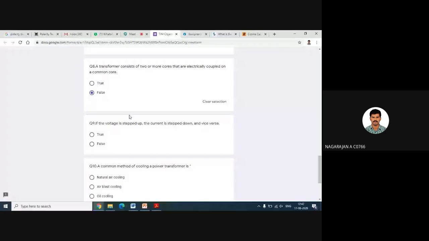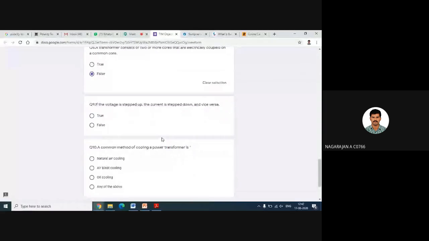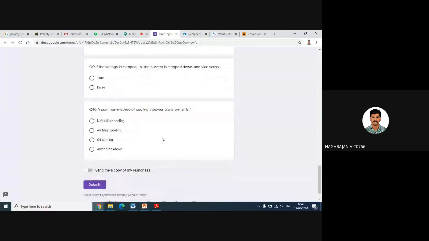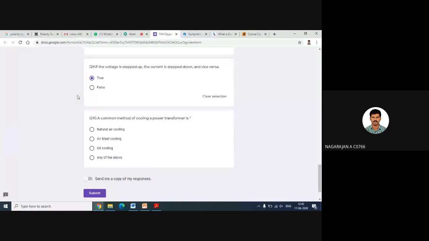The next question. If voltage is stepped up, the current is stepped down, and vice versa. That is, if the voltage is stepped down, the current is stepped up. Is this true or false? The answer is true. Nitish Navin has posted two, both false and true. Which should I take? So if voltage is stepped up, current magnitude is stepped down. It is true.